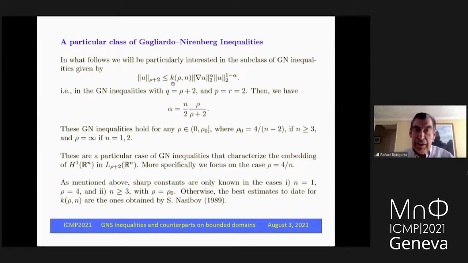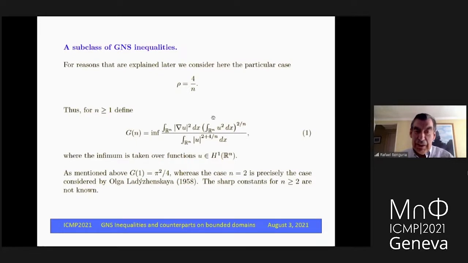In what follows, I will be particularly interested in the subclass of Gagliardo-Nirenberg inequalities given by a special set of parameters here, where alpha is given by this constant. I will just get a line of inequalities when this parameter rho satisfies this inequality here. So you can forget this transparency. What I'm really interested in is this particular subset of inequalities. We are going to take the infimum of the L2 norm of the gradient, the L2 norm of the function u in the whole Rn, divided by this norm here, and n is the dimension of the space.